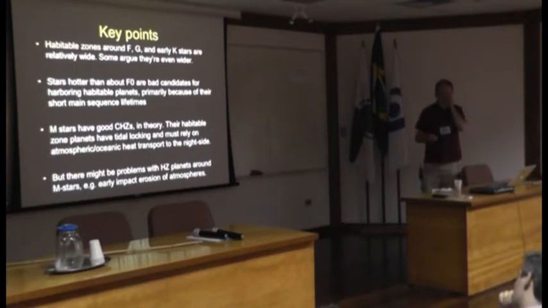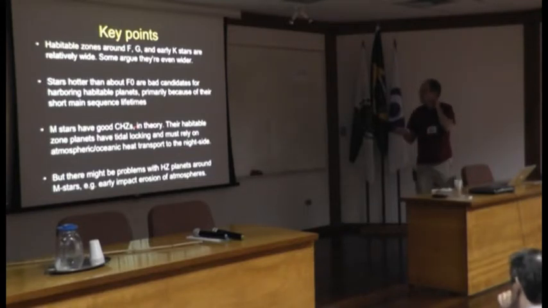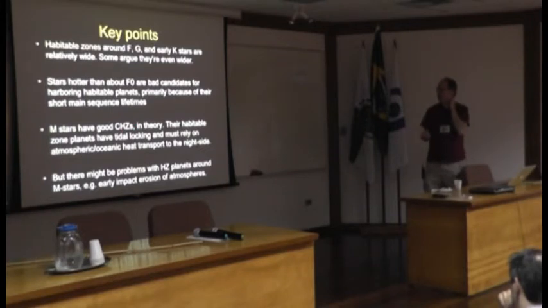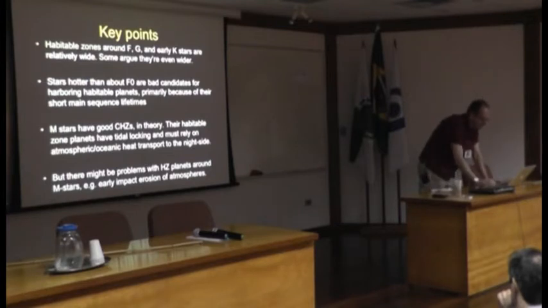M stars have very long lifetimes, and so good continuously habitable zones in principle. They have tidal locking, which is not a problem if you have a thick atmosphere. But there may be other problems with M-star planets, which I won't go into.